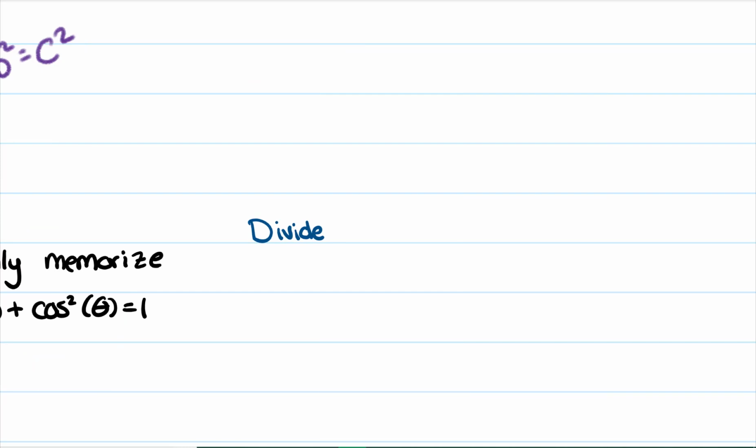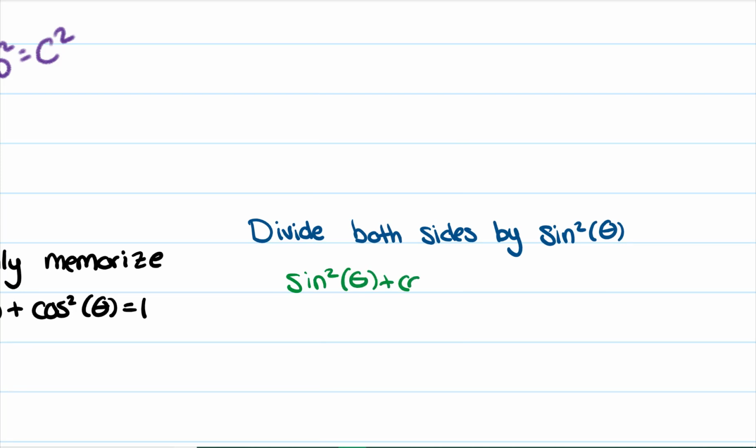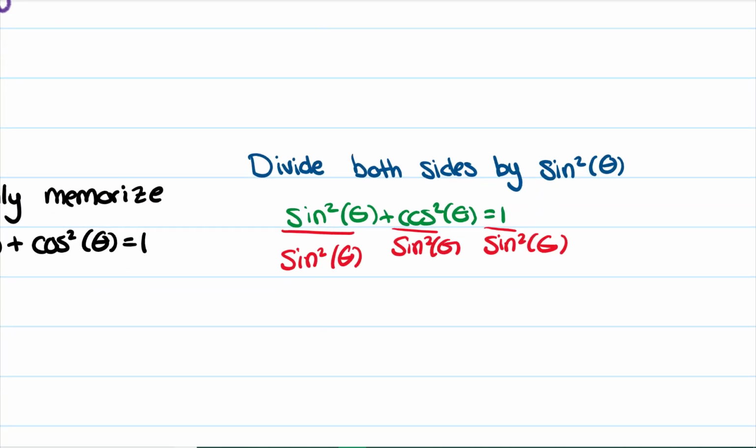So what you're going to want to do is divide both sides by sine squared. So you take the original sine squared plus cosine squared equals 1, and then we're going to divide everything by sine squared. So sine squared divided by sine squared is just 1. Cosine divided by sine is cotangent. And 1 over sine is cosecant. And so that gives us one of our identities.